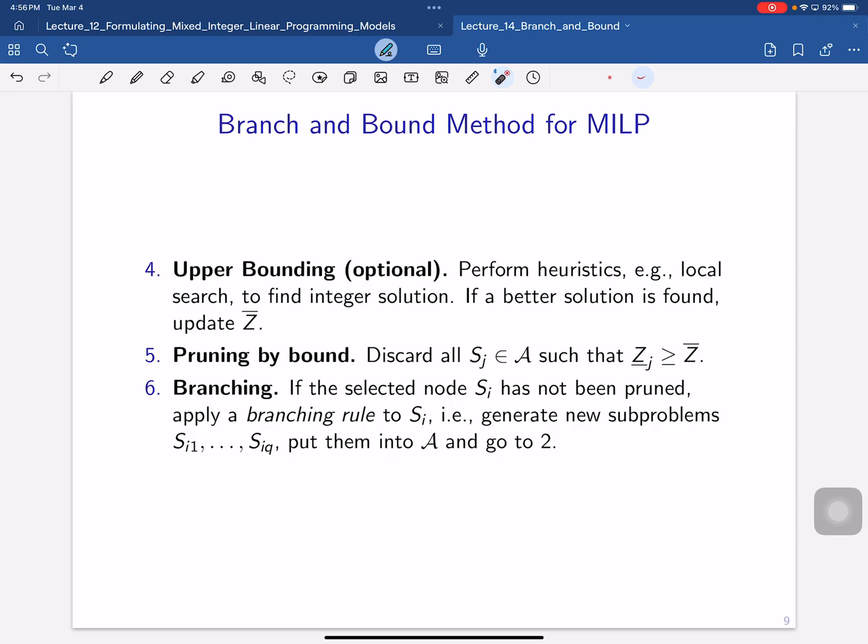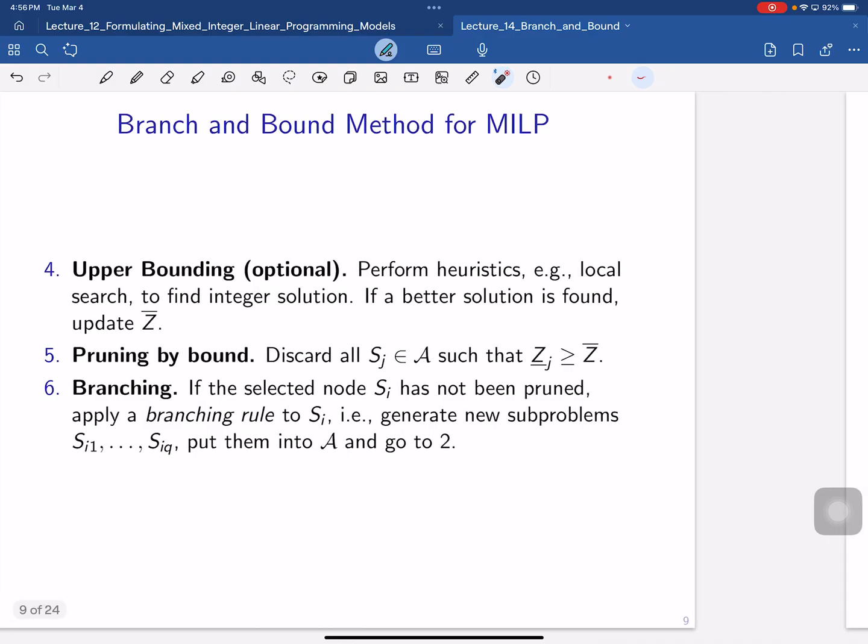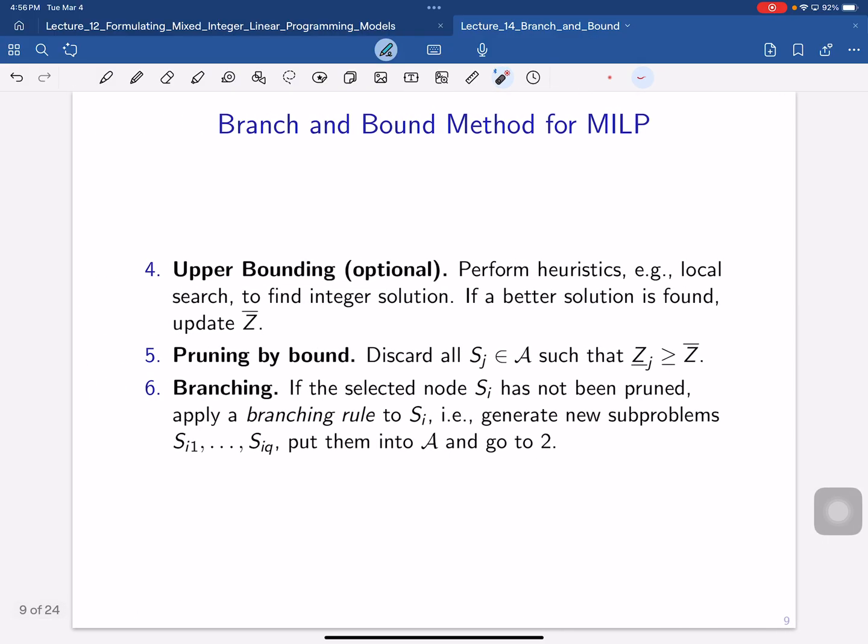Okay. And next step is branching, right? So if you already solved the relaxation at this node Si, and suppose it has not been pruned, then what you can do is apply a branching rule to node Si and generate new subproblems. Typically, we just generate two new subproblems. Let's select a variable and branch it to 0 or 1. Okay. That's a pseudocode for the branch and bound algorithm.